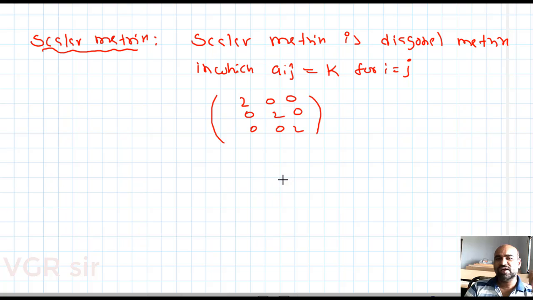What is the difference between a diagonal matrix and a scalar matrix? In a diagonal matrix the diagonal elements need not be equal, but in a scalar matrix they should be equal. That means every scalar matrix is a diagonal matrix, but every diagonal matrix need not be a scalar matrix. This is the definition of a scalar matrix: a diagonal matrix in which Aij equals k for i equal to j. As already mentioned for a diagonal matrix, the remaining elements are zeros. Okay. Next, unit matrix.